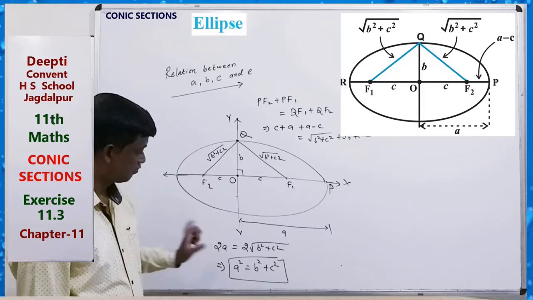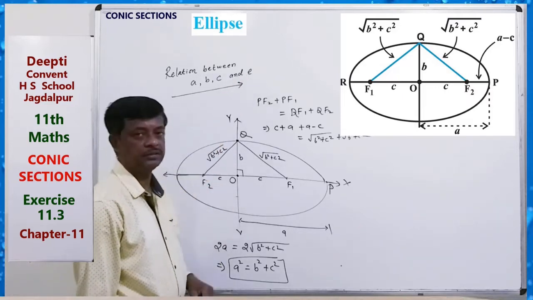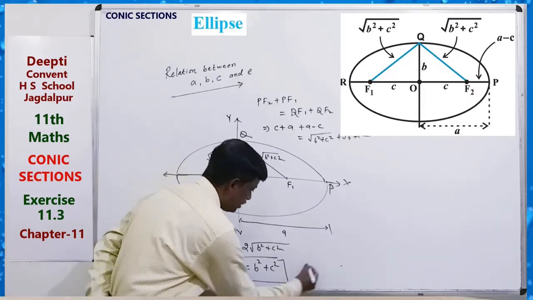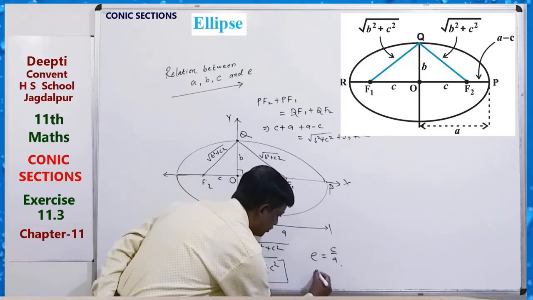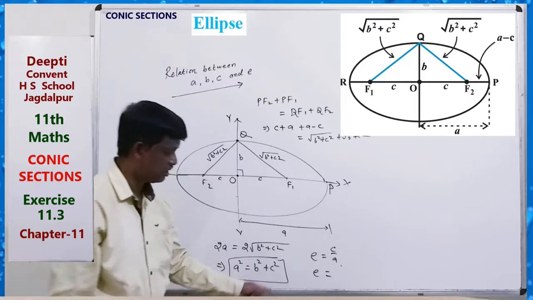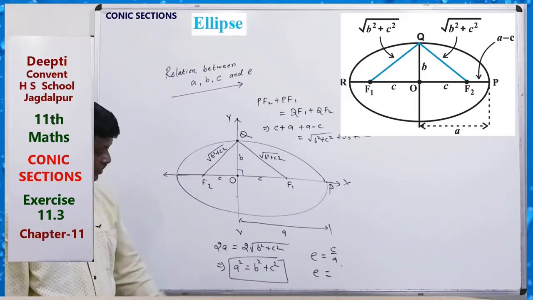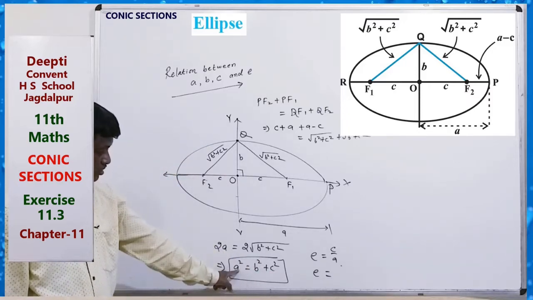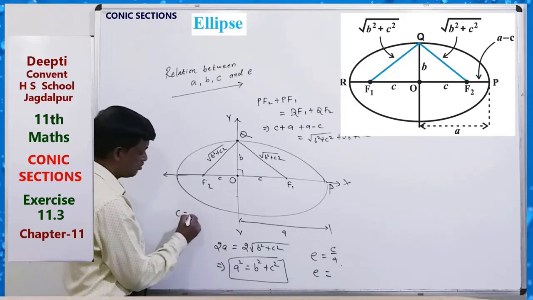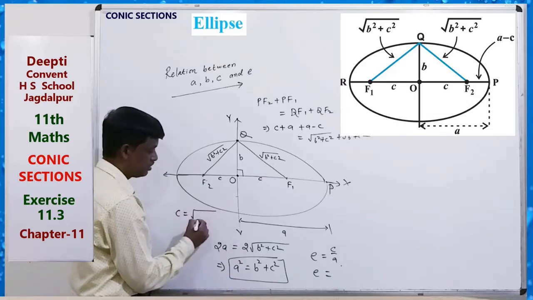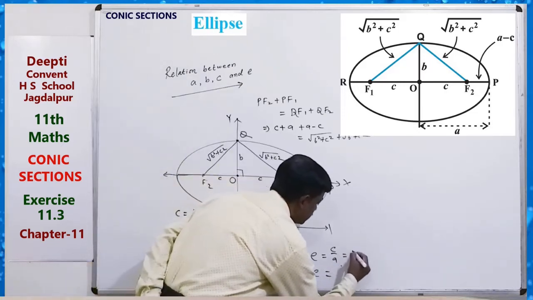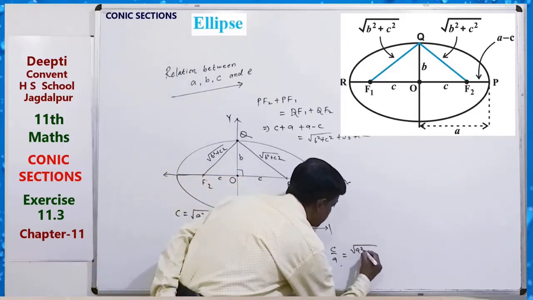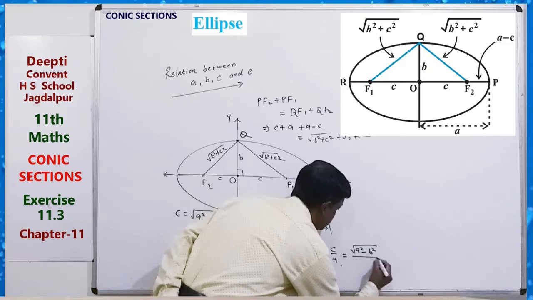Clear? And also the value of e we can find from here. e equals to what? c by a. So e equals c by a means, from here, c square equals a square minus b square, so c equals root over a square minus b square. So we can write e equals root over a square minus b square upon a.